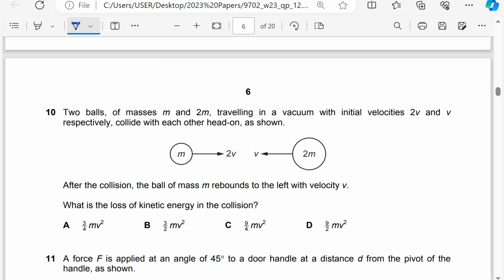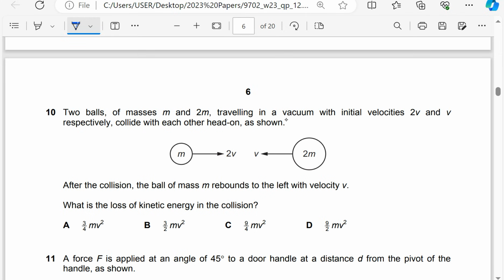Two balls of mass m and 2m traveling in a vacuum with initial velocities 2v and v respectively collide with each other head-on as shown. After the collision, the ball of mass m rebounds to the left with the velocity v. Let's first find the velocity of the ball of mass 2m.